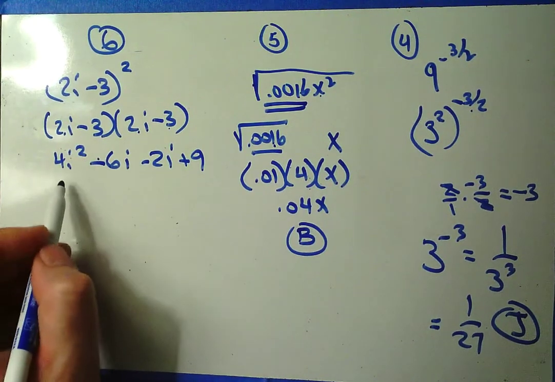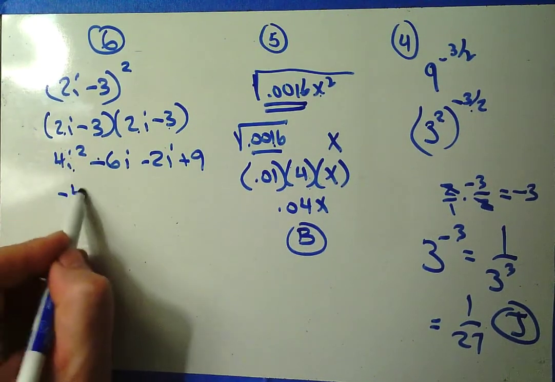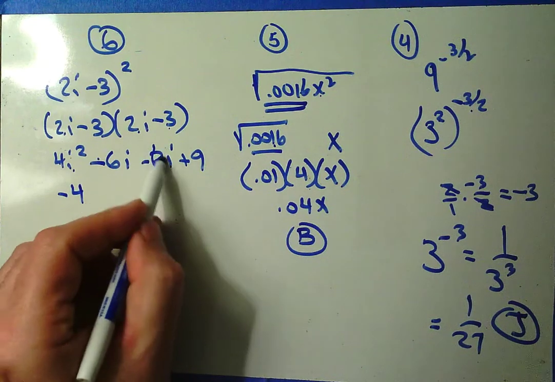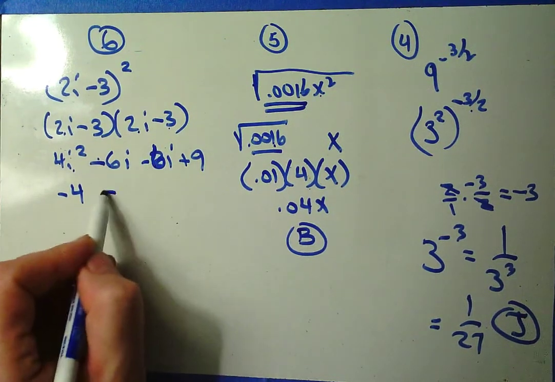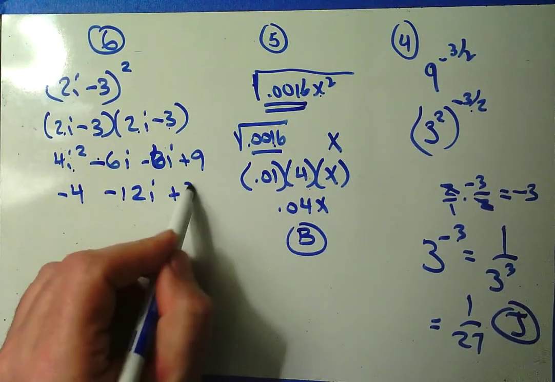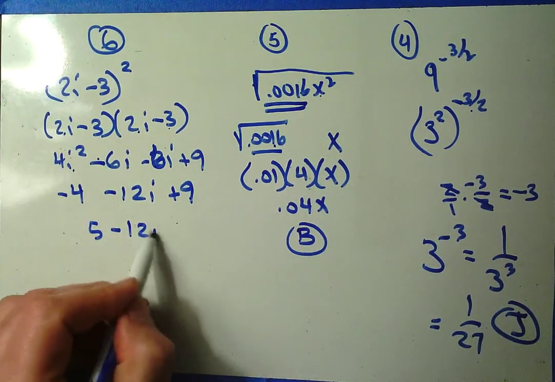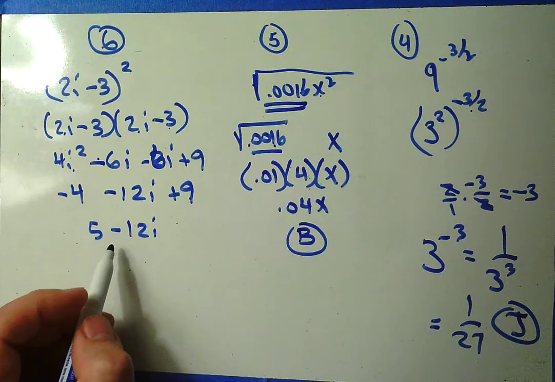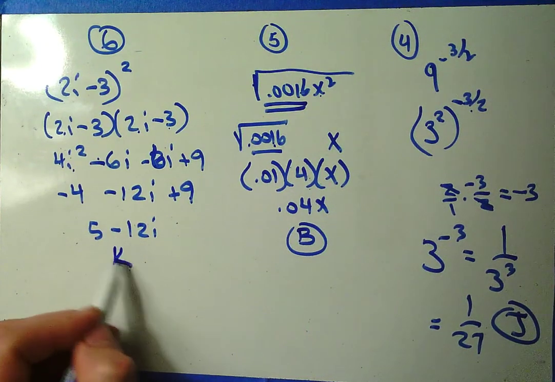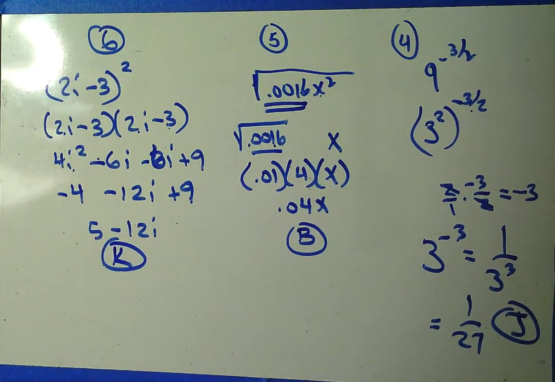Remember, i squared is negative 1. Negative 1 times 4 is negative 4. And I can combine my like terms here and get negative 12i plus 9. 9 minus 4 is 5. Minus 12i means my answer for number 6 is K. K is the answer to number 6.